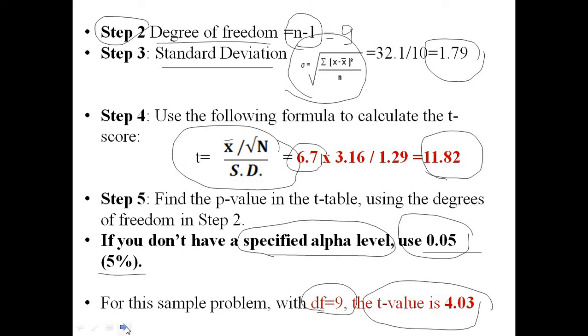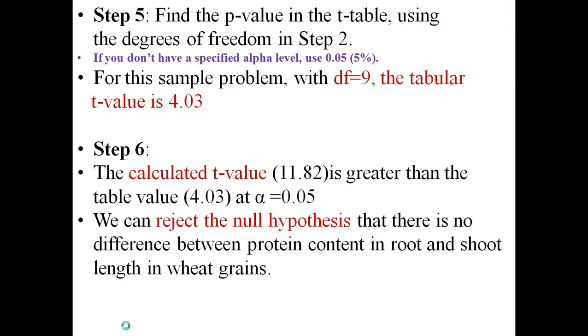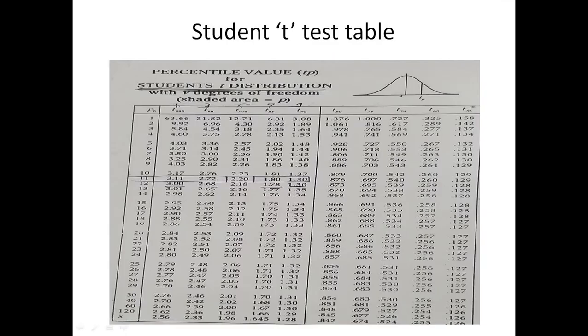Now I am going 2 to 3 slides forward so that you can get how this t value is obtained from the table. You can observe here the degree of freedom. Our degree of freedom is 9, and here you can observe the different significance levels. This is the 0.05 significance level. The value for the degree of freedom 9 and 0.05 significance level is 4.03.